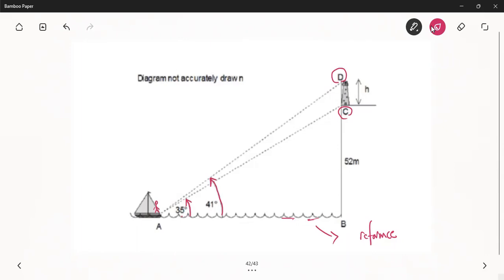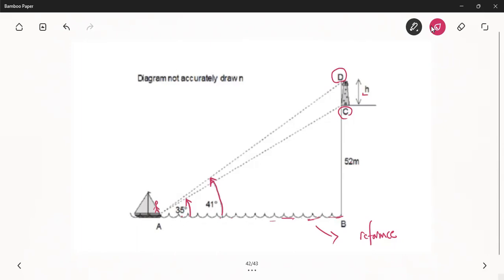Now, look at this. The angle that we measure, Lisa, for this one is 41 degrees. Then from C and D, we have just the angles. And now, look at this. We also notice the distance of the lighthouse to this side that we are here. It is located 52 meters away from the line of the reference.